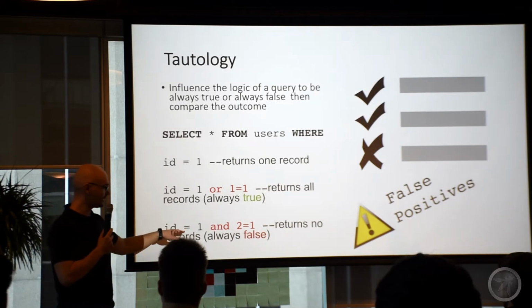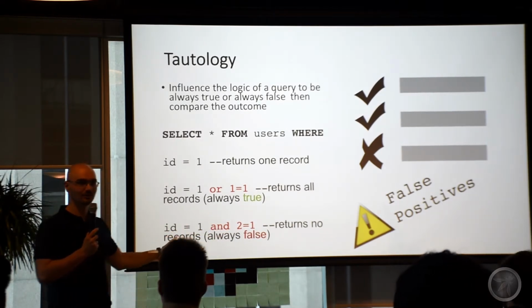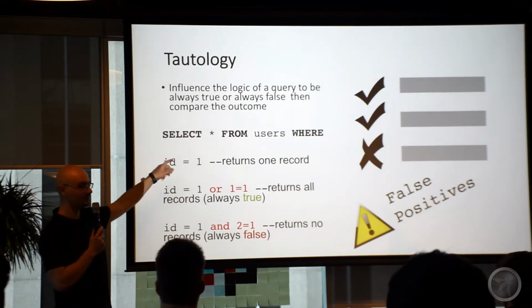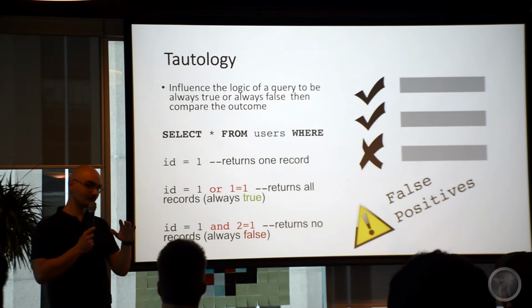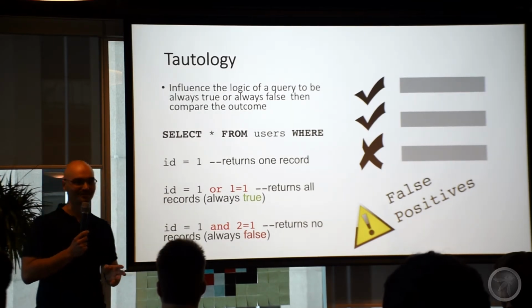If you put in and 2 equals 1, it's always going to be false, so nothing will be returned. So this one will return one record, this one will return all the records, and this one will return nothing. You know there's SQL injection, right?